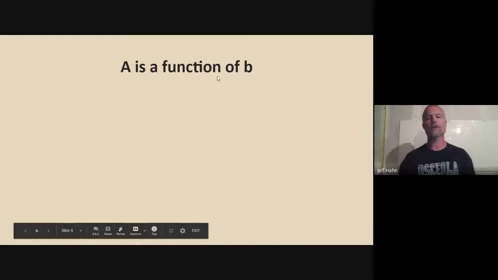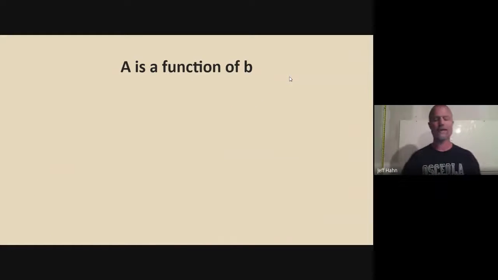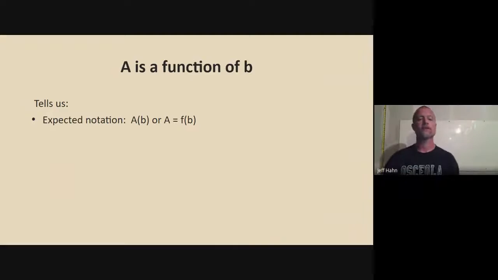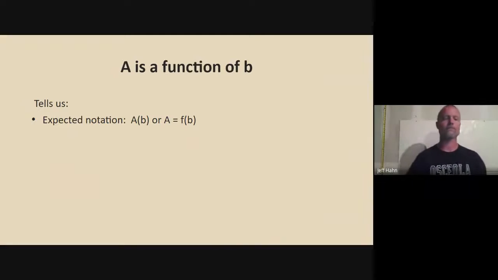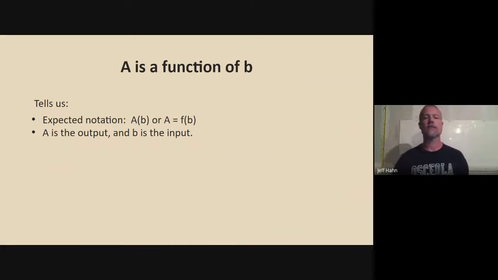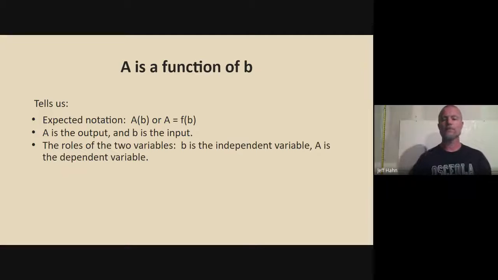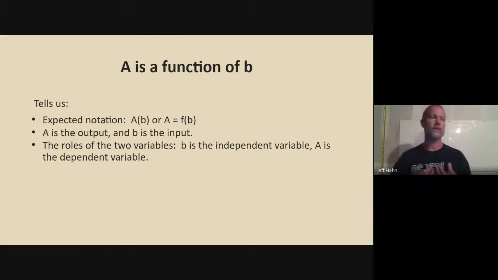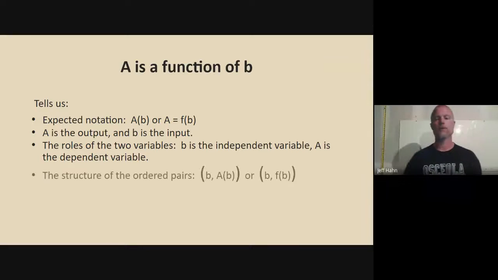So A is a function of B. So capital A is a function of B. So what can we do if we don't have that context with it? What do we know right away? What's it tell us? Well, it tells us that it's either going to look like A of B or A equals F of B. It also tells us that A is the output, and it tells us that B is the input. It tells us that B is the independent variable, the one that we can change, the decision that we make, and A is the dependent variable, which is the one that's getting the outcome.